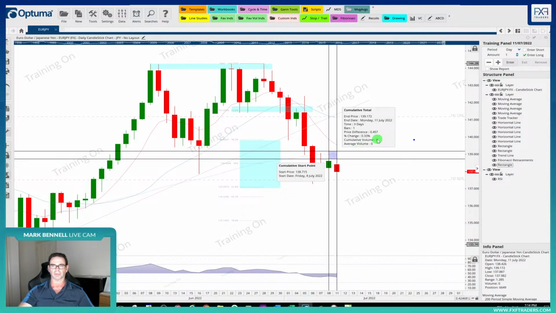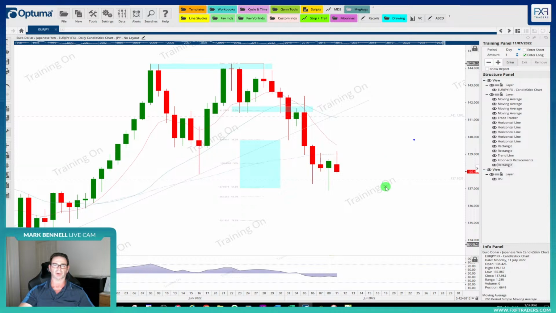What did it move? 45 pips. All right, not enough. So you can see we're just attempting that sort of base now. So this is not ideal. I'd be expecting maybe this to give us another bearish bar. You can see a very long tail here, close at the low. So probably another push to the low.